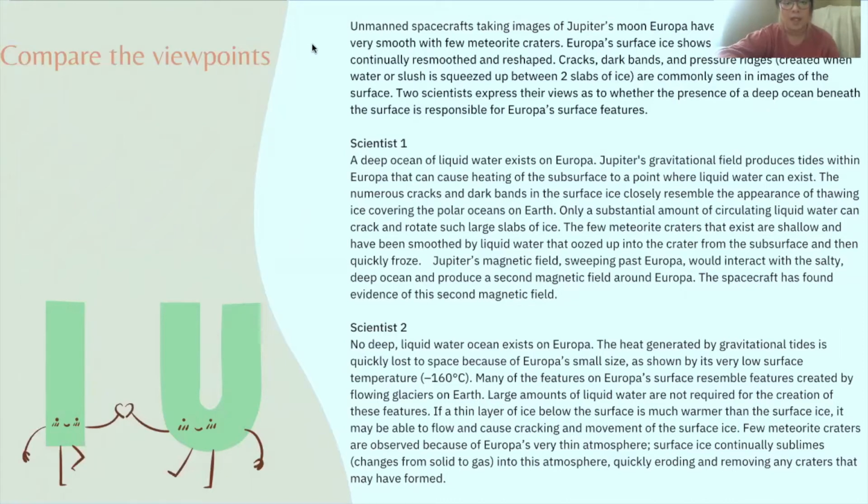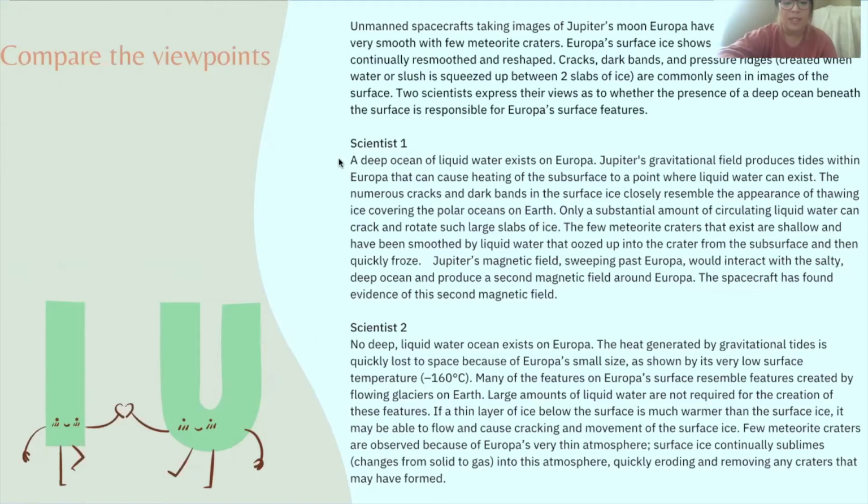So let's figure out what this is talking about. If we read this introductory paragraph, we see unmanned spacecraft taking images of Jupiter's moon Europa have found its surface to be very smooth with few meteorite craters. Europa's surface ice shows evidence of being continually resmoothed and reshaped. Cracks, dark bands, and pressure ridges created when water or slush is squeezed up between 2 slabs of ice are commonly seen in images of the surface. 2 scientists express their views as to whether the presence of a deep ocean beneath the surface is responsible for Europa's surface features. So as we can see, we're talking about Jupiter's moon Europa and its surface. We see the mention of cracks, dark bands, pressure ridges, which gives us a little bit of explanation of what that might mean. And we are going to see what these scientists think.